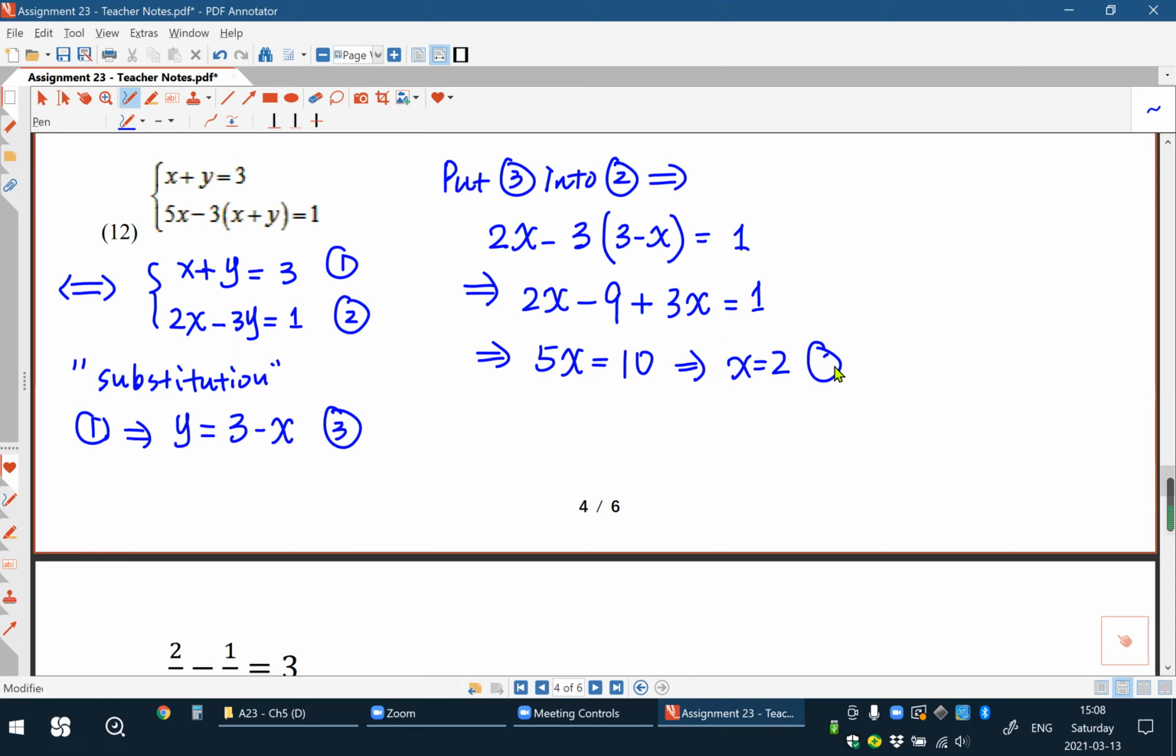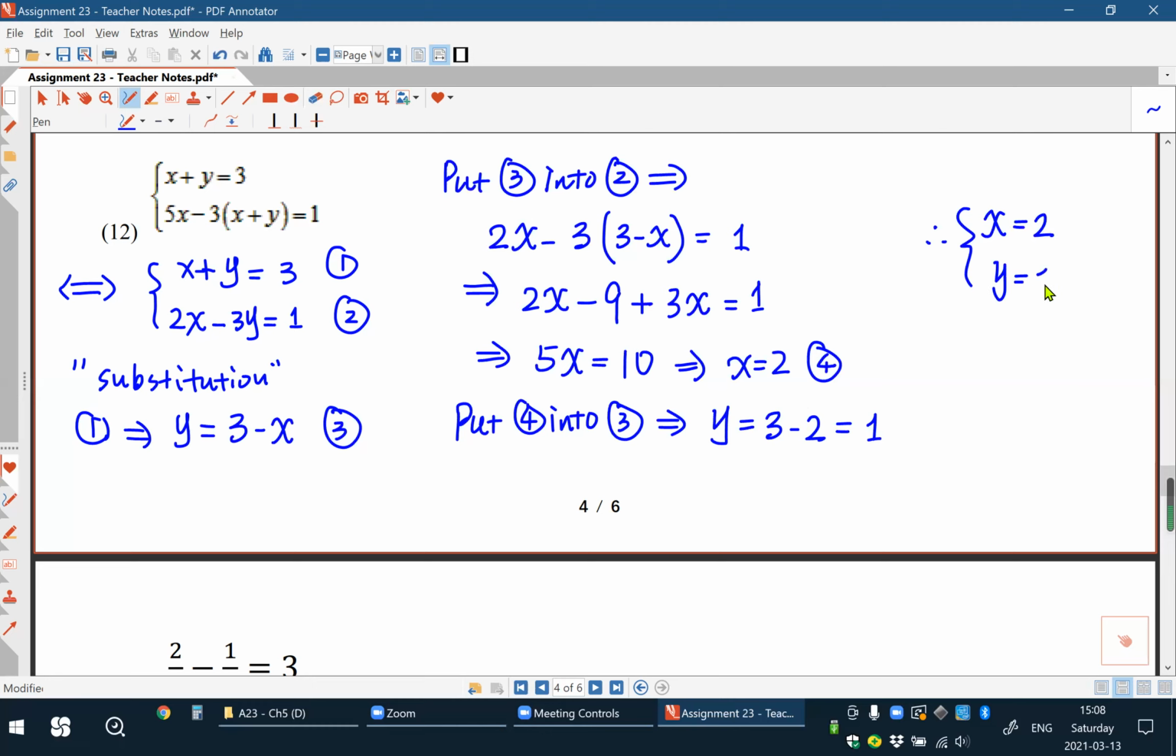Let's label this with 4. And then we can put 4 into 3, which will get y is 3 minus x. x is 2. So that means y is 1. Okay, so now the conclusion is x equals 2 and y equals 1, right? Okay, any questions?